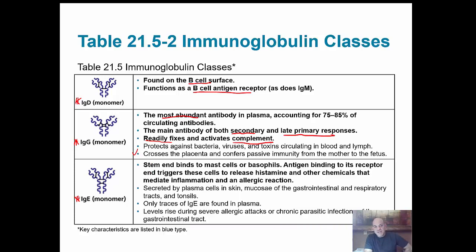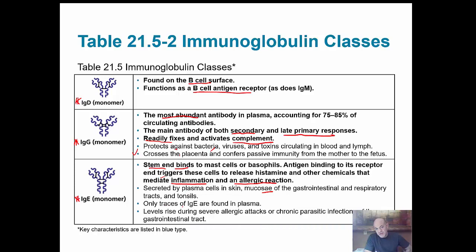And then we have immunoglobulin E. Here the stems themselves are going to bind to mast cells or to basophils, and the antigen binding sites in the receptors trigger these cells to release histamines and other chemicals that are related to inflammation and allergic reactions. They are secreted by plasma cells in the skin, mucosae, and the gastrointestinal and respiratory tracts, and tonsils.